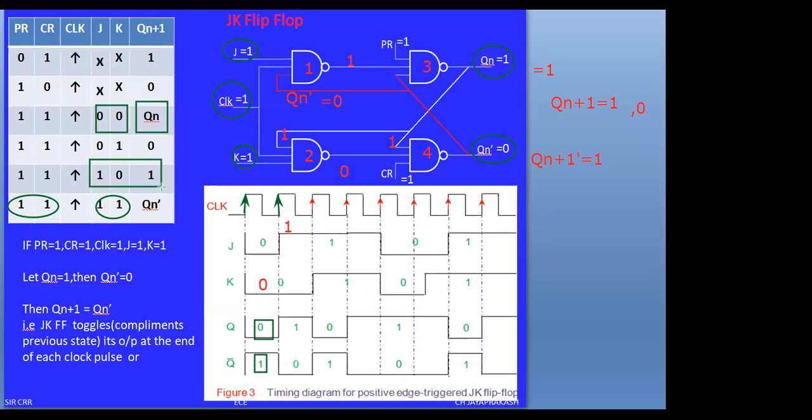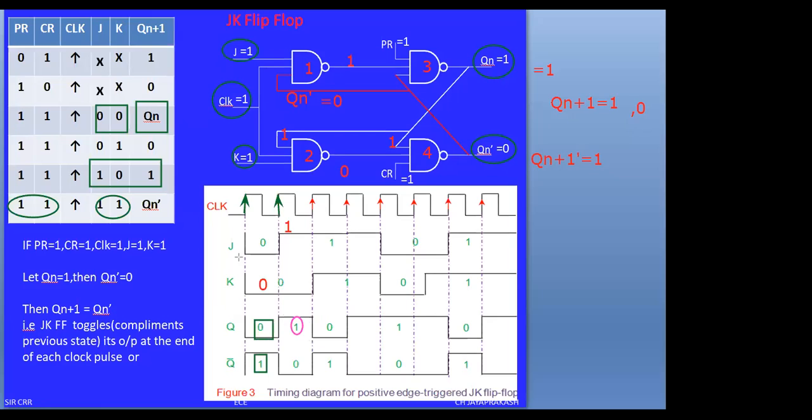J equals 1 and K equals 0. This is the reset condition. Sorry, this is the set condition. J equals 1 and K equals 0. When J is 1 and K is 0, the flip-flop output Q equals 1. Therefore the output is modified to 1. The Q of n will be 1. Therefore, at this instant of time the value of Q of n equals 1, so the output is changed from 0 to 1.